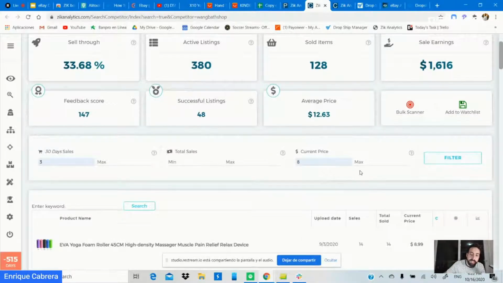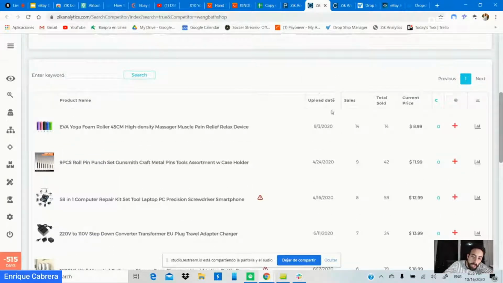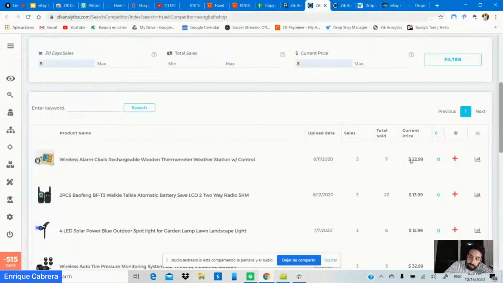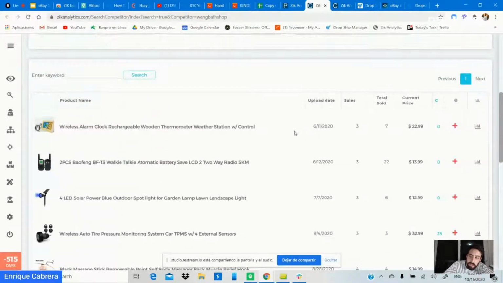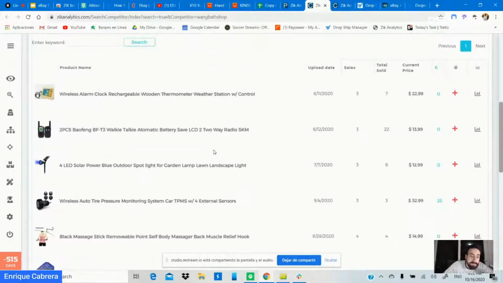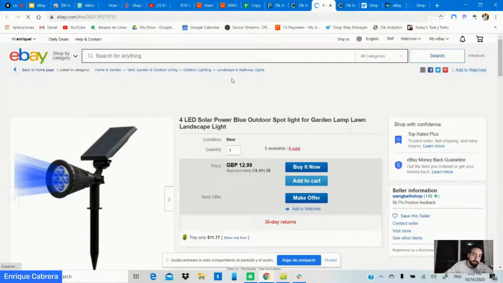So let me filter this out, and we have different products here, right? And over here, you can see the upload date of the product. The sales generated, 14 sales in 30 days. Very good, more than 4. Total sold 14 in general. And then you have the price that this person sold the item for. Anyway, over here, let's try to look for a product. Let's say this LED solar blue outdoor spotlight. Doesn't matter. So we can go ahead and pretty much analyze right now.